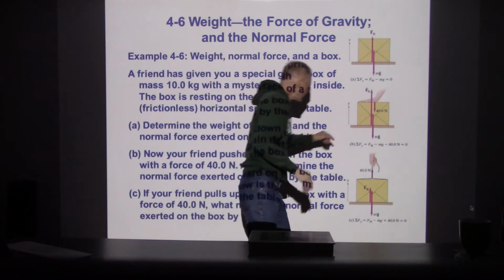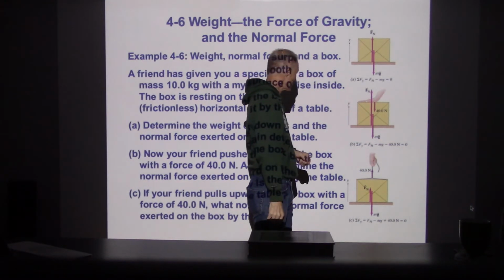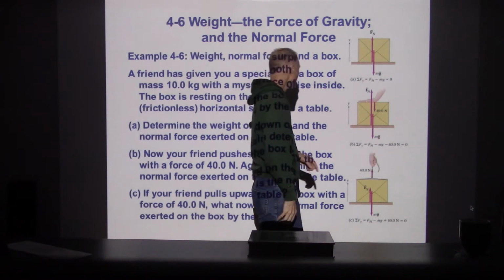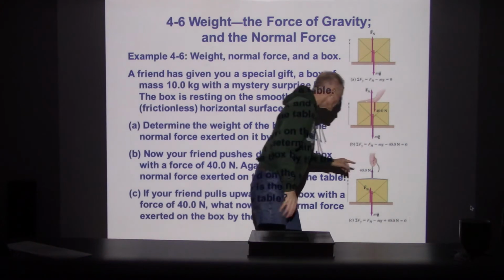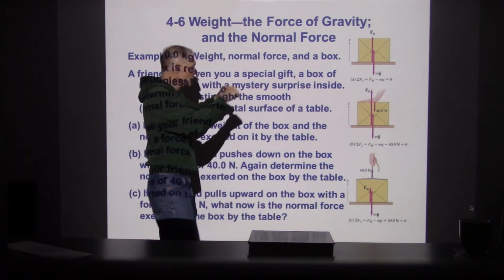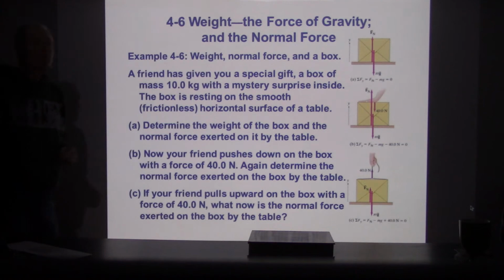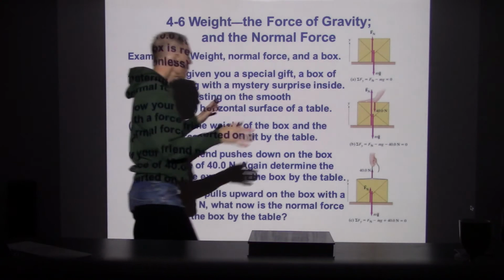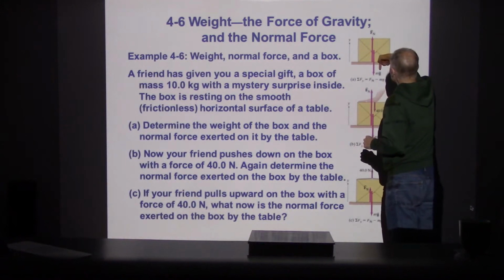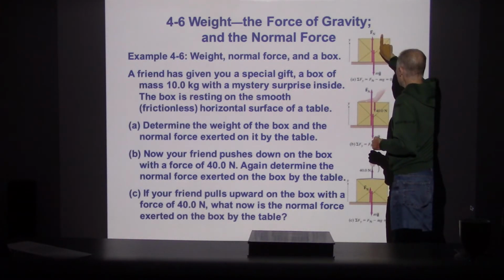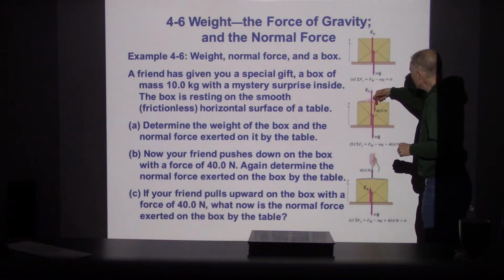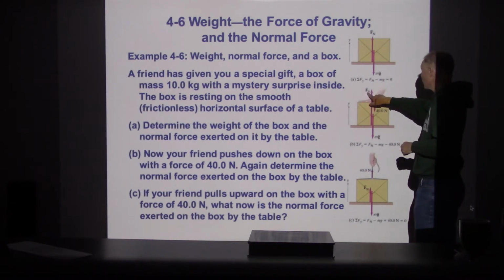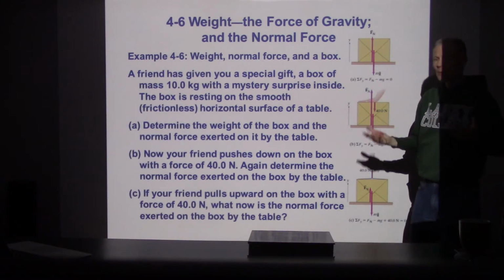So let's say that mg is 100 newtons. With this tension, we're supporting 40 newtons of that. The normal force is going to have to pick up the additional 60 newtons in that case. If we went back and put numbers in, the gravitational force here is 100, so the normal force has to be 100. Here the gravitational force is 100, plus there's an additional 40 newtons pushing down on the top. The normal force from the bottom is going to have to be 140.